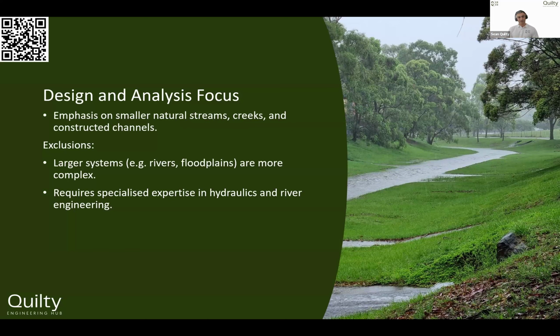So it doesn't include large systems. Please don't go trying to design a full river system based on Manning's equation. That's not the right tool for it. When you do get those sort of situations, that's where you need to get some more specialized expertise in hydraulics and hydrology and river engineering as well. So this is more the simple stuff that we're going to look at today.